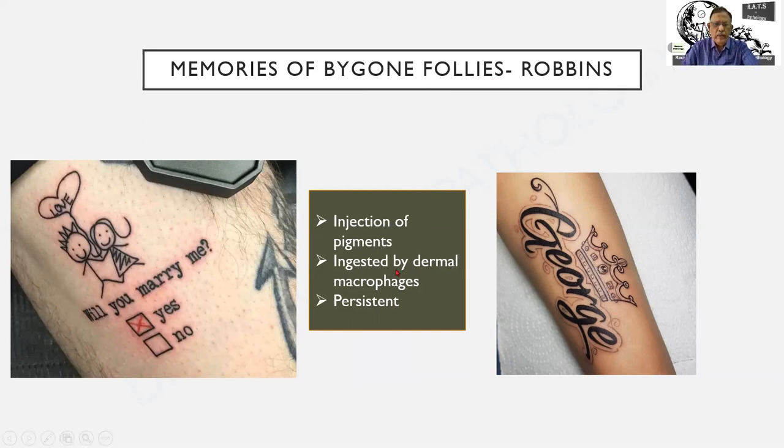Look what is happening over here. There is an injection of the pigments. Secondly, they are being engulfed by the dermal macrophages. And third, they are persistent. And obviously you find that they are a mark. I hope that we will not be carrying it to our marriage.